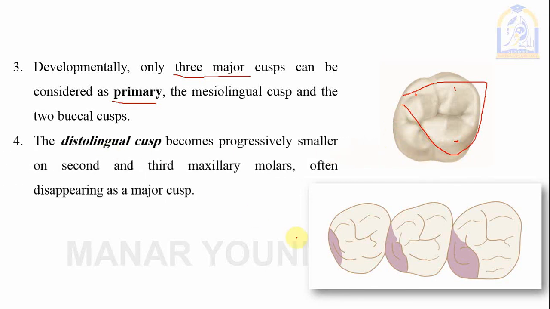Why? Because the distal lingual cusp, as you can see here, moving from the maxillary first molar to the maxillary third molar, the distal lingual, represented by this shaded area, becomes progressively smaller and sometimes even disappears in the maxillary third molar. So the arrangement of these three cusps in the form of a triangle is called the maxillary molar primary cusp triangle.